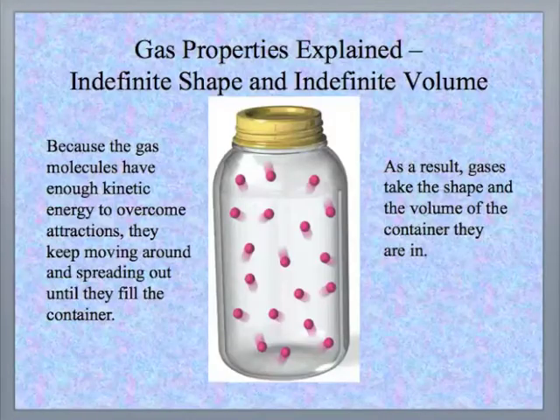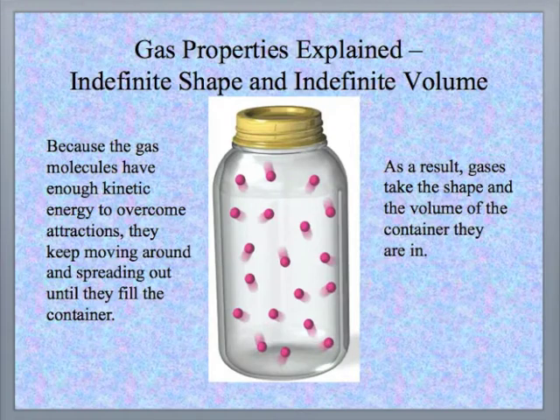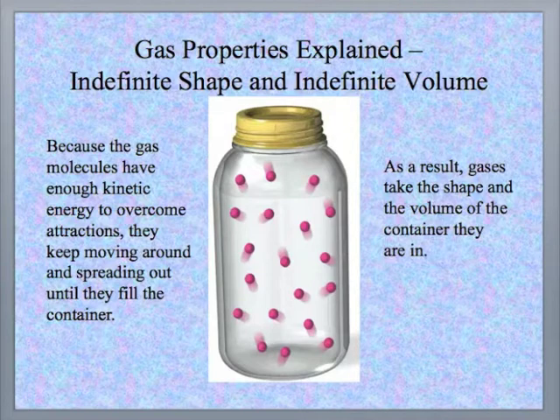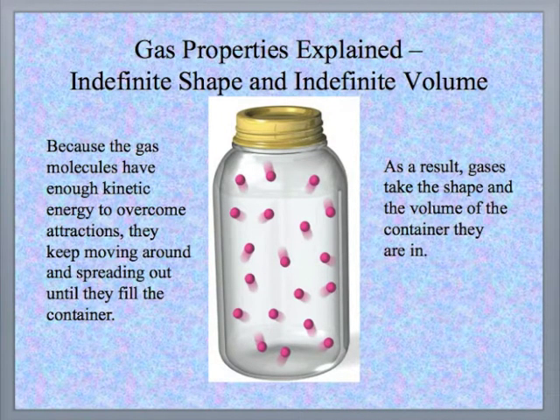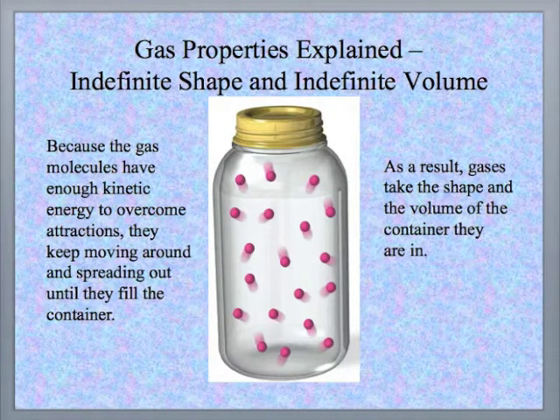So now let's look at gas properties and the gas laws in light of the kinetic molecular theory. First of all, how about the indefinite shape and indefinite volume of a gas? Well, because gas particles have enough kinetic energy to overcome attractions, they keep moving around and spreading out until they fill the container. And as a result, gases take the shape and the volume of the container that they're in.